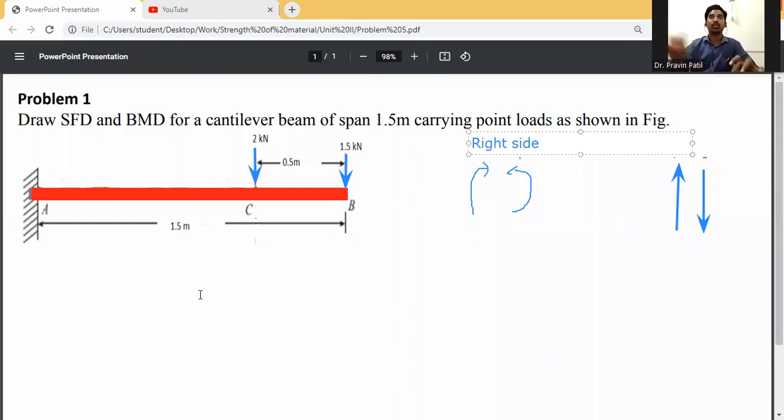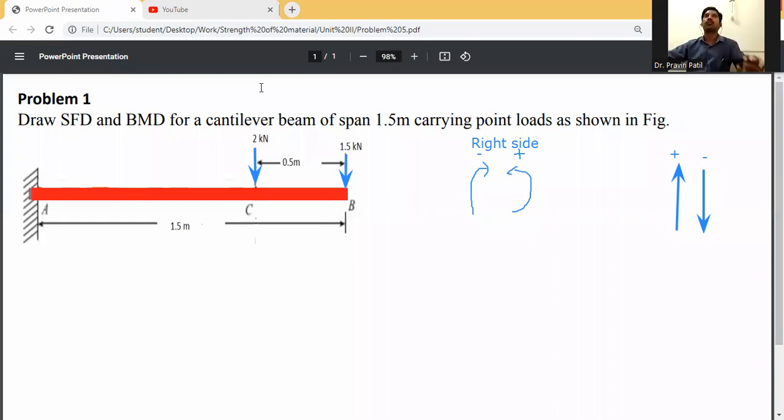Right side means, suppose you want to calculate the moment at C, so if you want to take the right side of this C, you take this assumption. If the load is on the left side of C, then we take the vice versa of this. In a cantilever beam, the right side assumption is required. That means clockwise it will be minus, and anti-clockwise it will be plus.